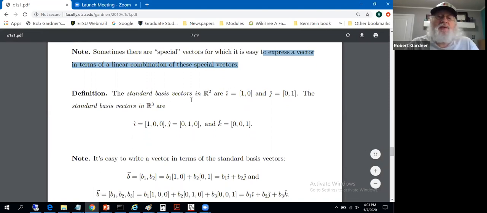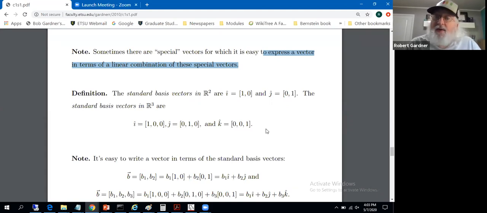The standard basis vectors in R2, by definition, are the vectors denoted i and j. The i vector has components 1, 0, and the j vector has components 0, 1. In 3 dimensions, the standard basis vectors are i, j, and k. i has components 1, 0, 0, j has components 0, 1, 0, k has components 0, 0, 1. I bet you could extend that to higher dimensions.